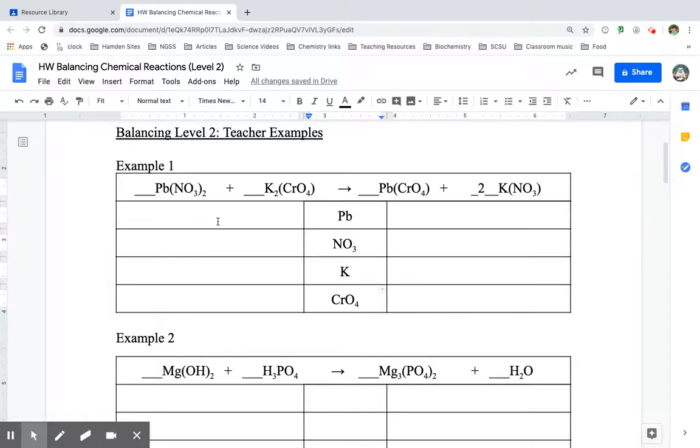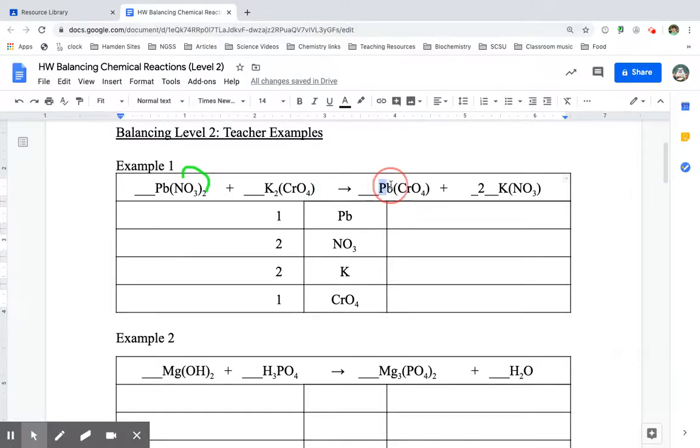On the left-hand side, we have 1 Pb. The NO3, there's a 2 right there. So that 2 multiplies to this whole NO3. Do not multiply it by the 3 because it's part of its name. So counting the NO3s, I have 2 of them, 2 Ks, and just 1 CrO4. Remember that little 4 is part of its name, so don't count it.